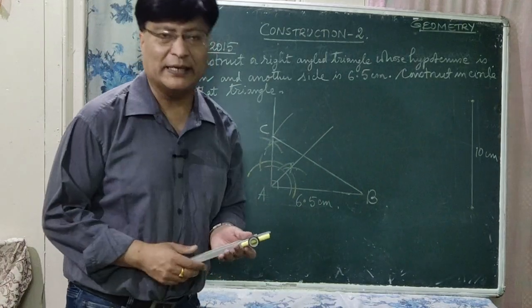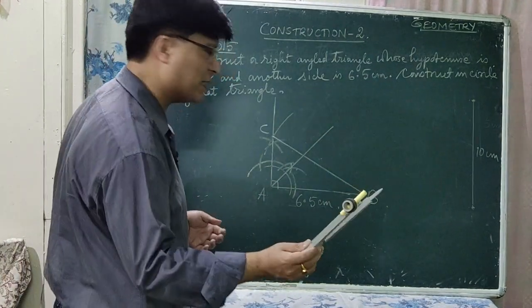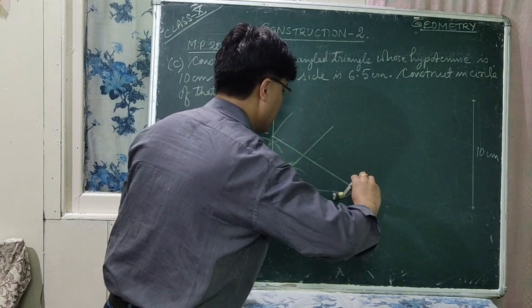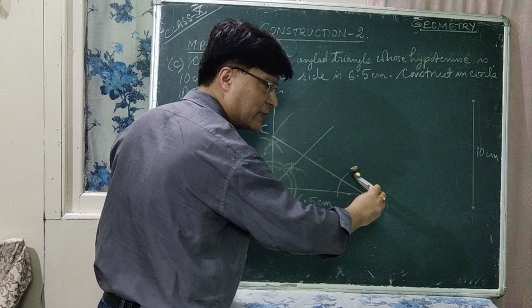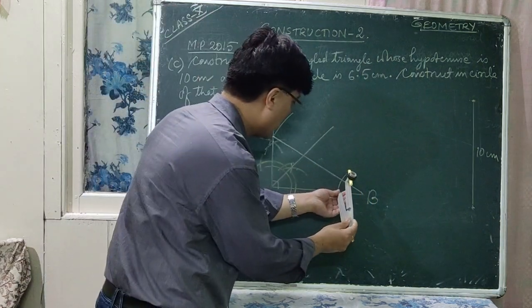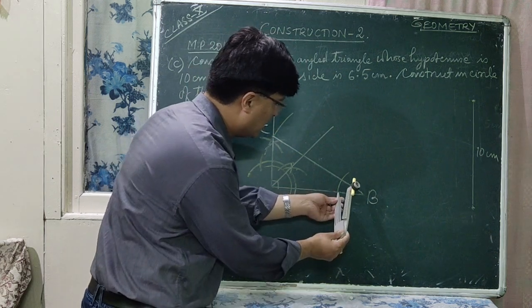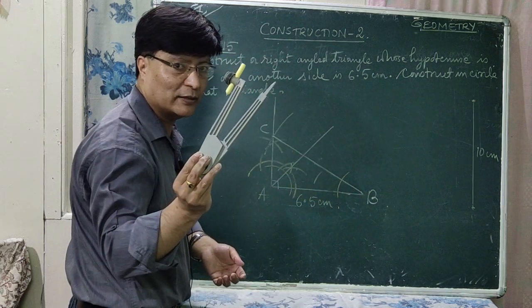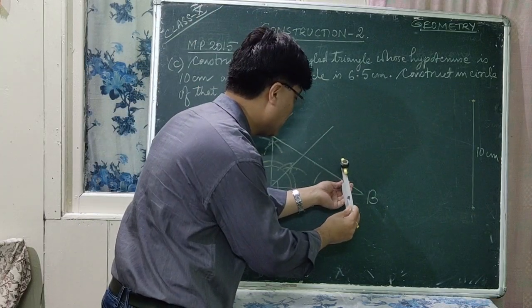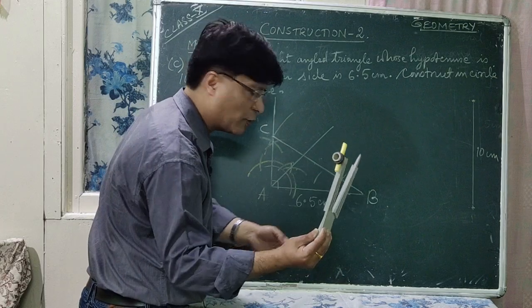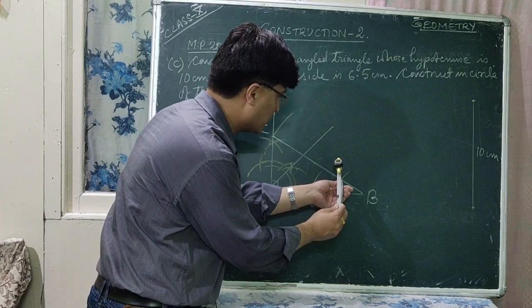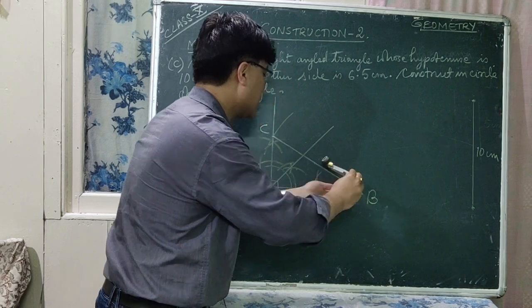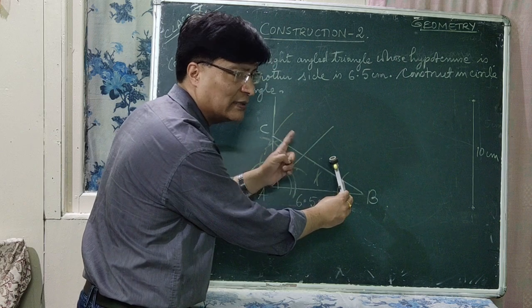Next, you have to bisect the angle B. So again, take any arc of this compass, keep it at the point B and draw an arc. So we have drawn an arc, right? Without changing it, keep the pointed needle at this point, then draw an arc here. Okay, now don't change this compass. Keeping the pointed needle of the compass at this point, draw an arc again here. So that arc must intersect the previous arc that we have drawn.